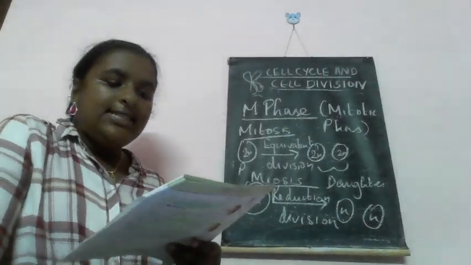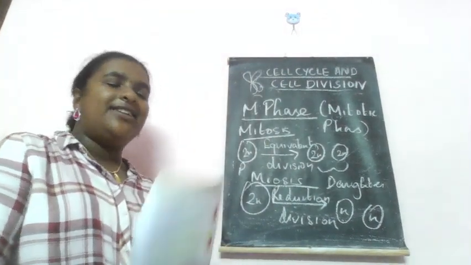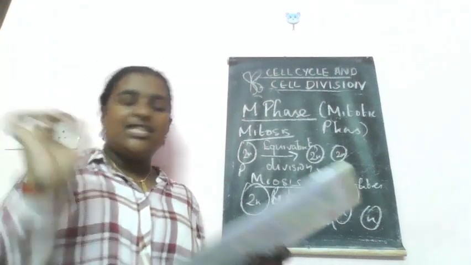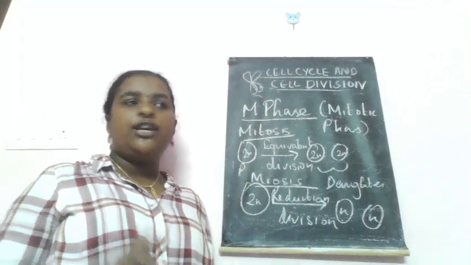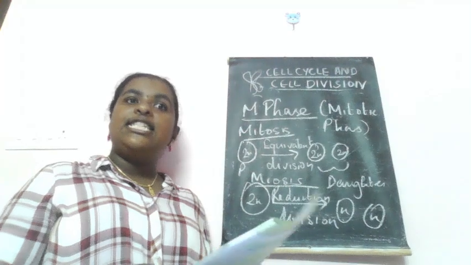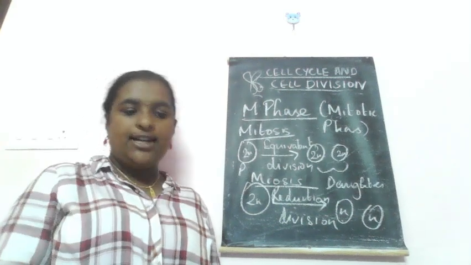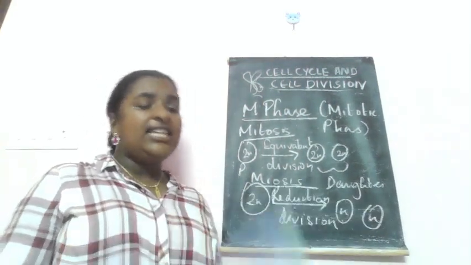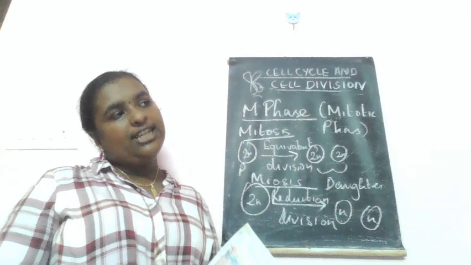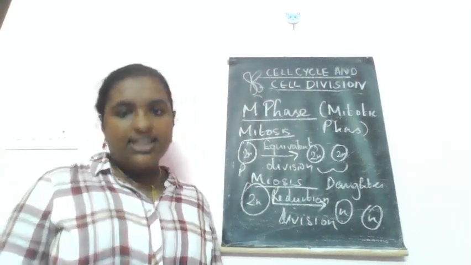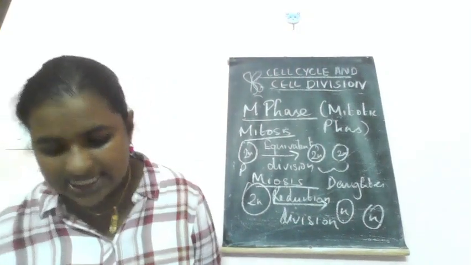For convenience, we have divided mitosis into four stages of nuclear division. Very important. Nuclear division is karyokinesis, and cell division, the cytoplasmic division, is cytokinesis. First, nuclear division, karyokinesis, happens, which is followed by cytokinesis or cytoplasmic division.